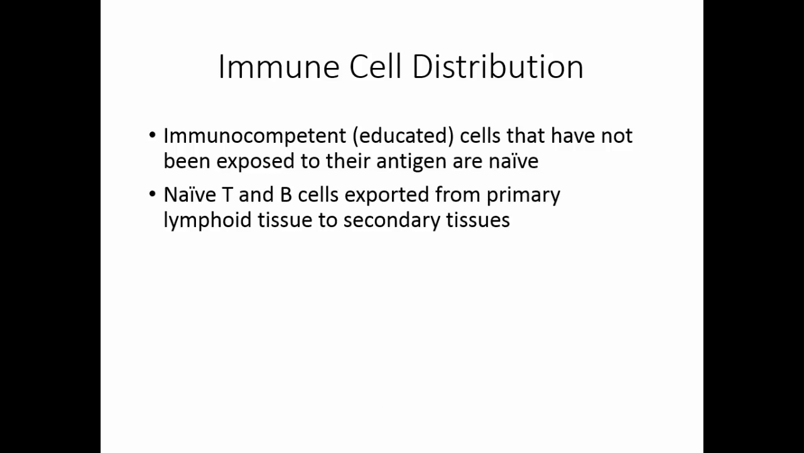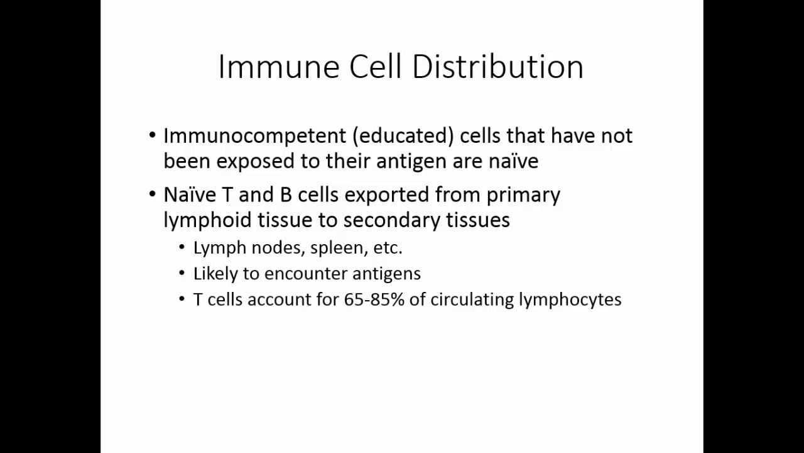Naive T cells and B cells are exported from the primary lymphoid tissue to secondary tissues. You'll remember that the primary lymphoid tissues were the places where the T cells and the B cells became immunocompetent. That would be the thymus and the bone marrow. Once they're immunocompetent, then they can be shipped off to the lymph nodes, the spleen, and those other lymphoid organs. In these areas, they are most likely to encounter their antigen.